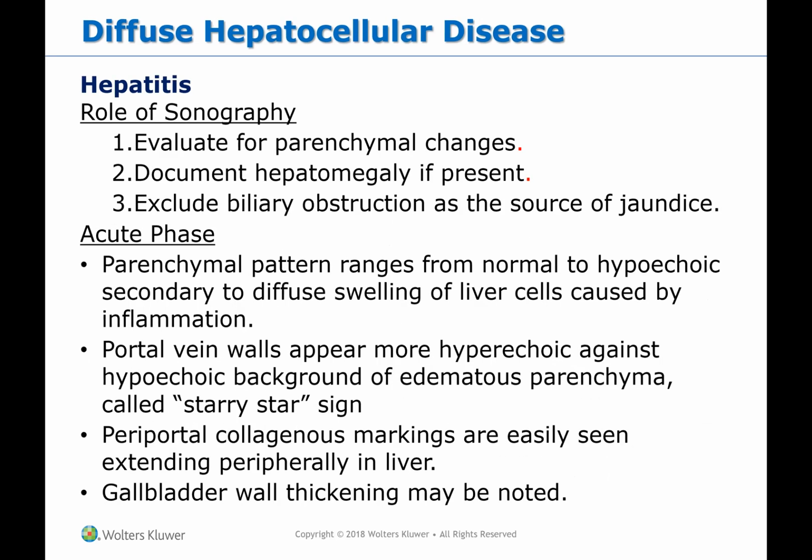When we're looking at a patient with hepatitis, the role of sonography is to evaluate parenchymal changes, document hepatomegaly if present, and exclude biliary obstruction. This is a source of jaundice. Usually in the acute phase, the parenchymal pattern ranges from normal to hypoechoic, secondary to diffuse swelling of the liver cells. The portal vein walls appear more hyperechoic against the hypoechoic background, called the star sign. Periportal collagenous markings easily extend into the periphery of the liver, and gallbladder wall thickening may be noted.